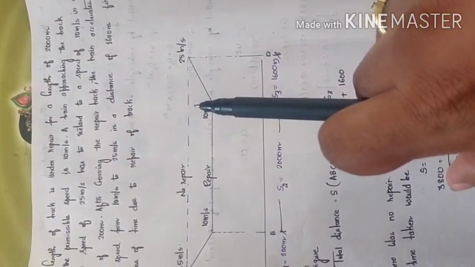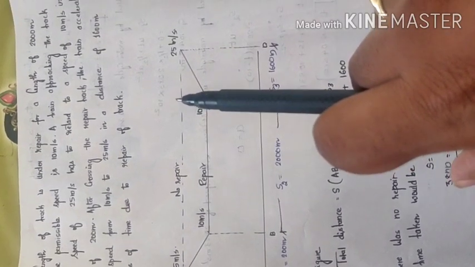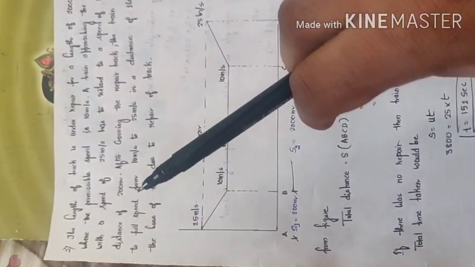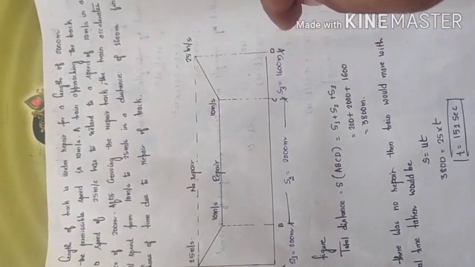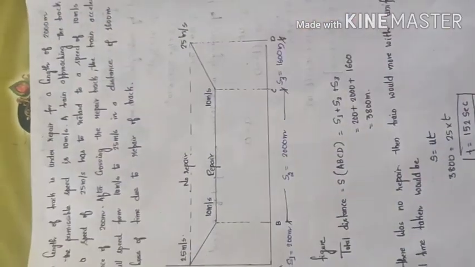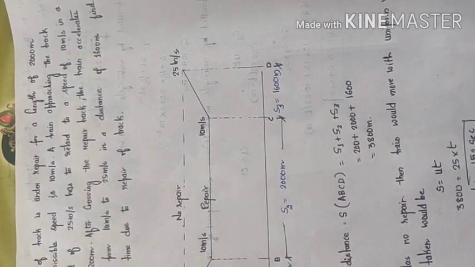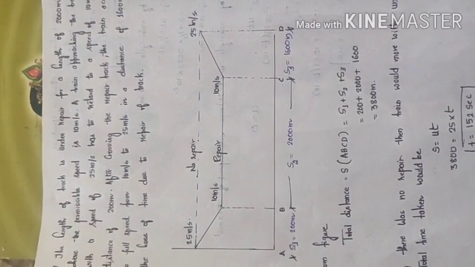The train approaching the track with a speed of 25 meters per second has to retard to a speed of 10 meters per second in a distance of 200 meters. After crossing the repair track, the train accelerates to the full speed, from 10 meters per second to 25 meters per second, in a distance of 1600 meters. Find the loss of time due to repair of track.